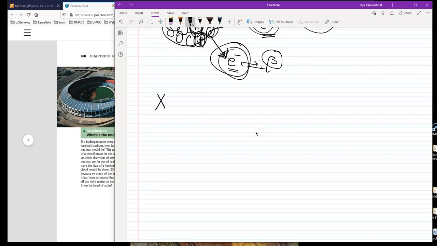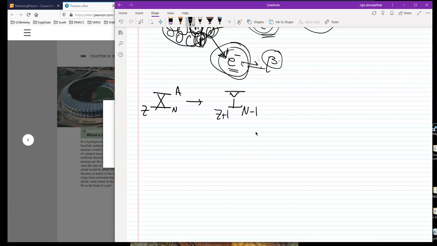I am starting with a parent nucleus, and it disintegrates into a daughter. One of the neutrons will convert into a proton, and as a result you'll have one neutron less, but one extra proton. You see that? But A is still the same. I still have the same atomic mass, plus the beta particle. Got it?